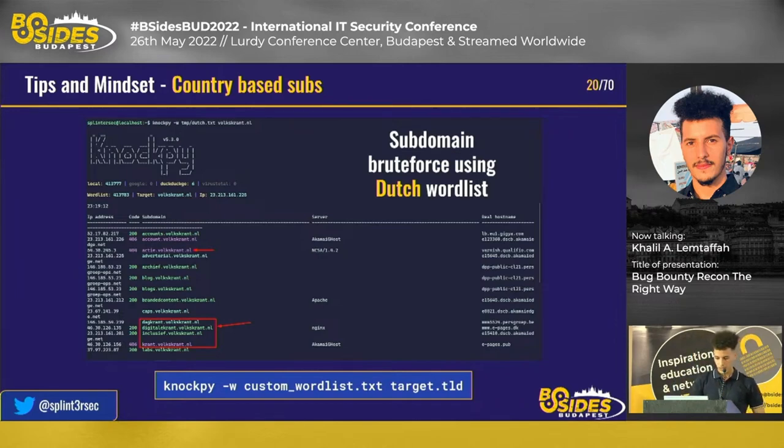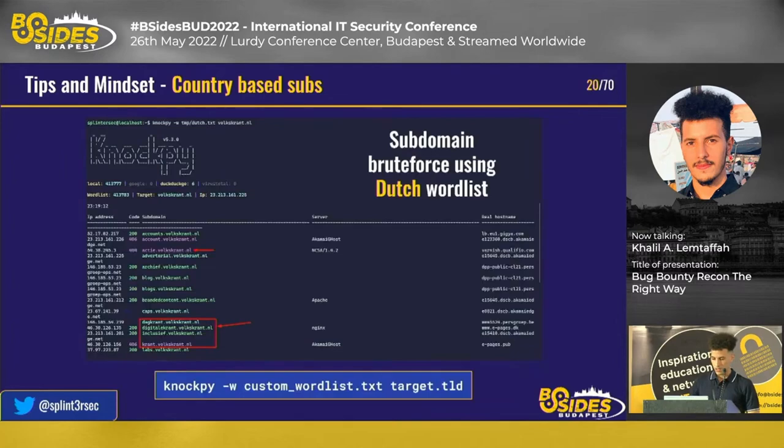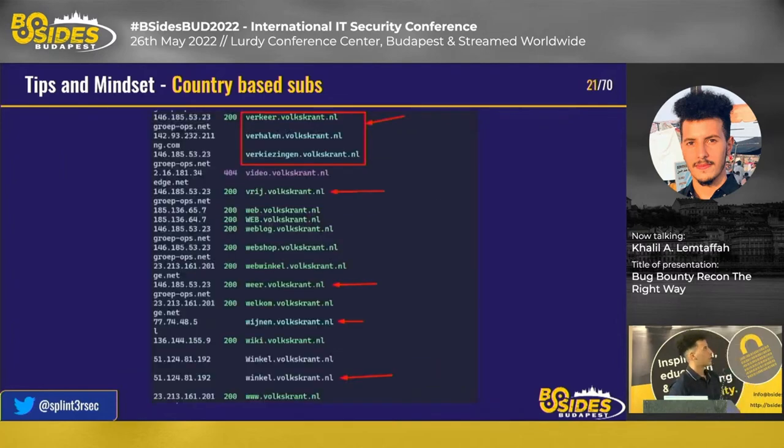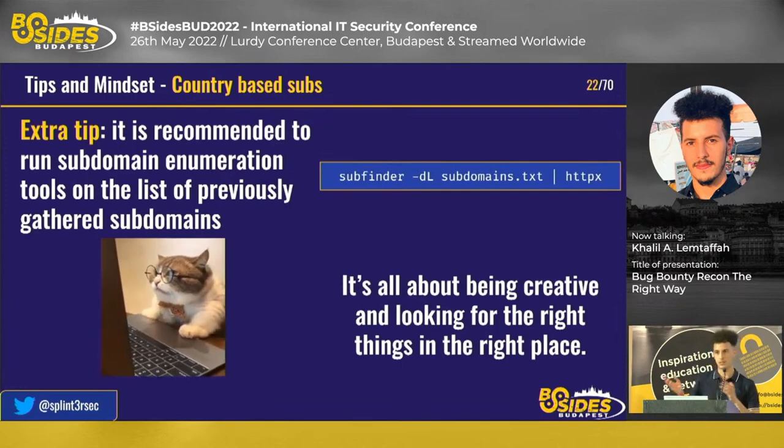Dutch-based word list. And as you may notice here, I got some different results, like active.volkskrant.nl. I forgot to mention that Volkskrant is a target available on Integrity, and this is the link for the program. Integrity is another European bug bounty platform. These were the subdomains that the tool found using the other word list, like verkeer.volkskrant.nl, verhalen, verkiezingen, and so on. So you just have to be creative and look for the right things in the right place.